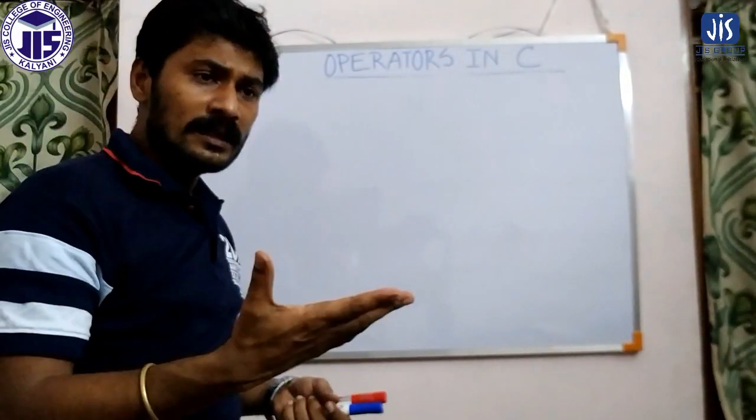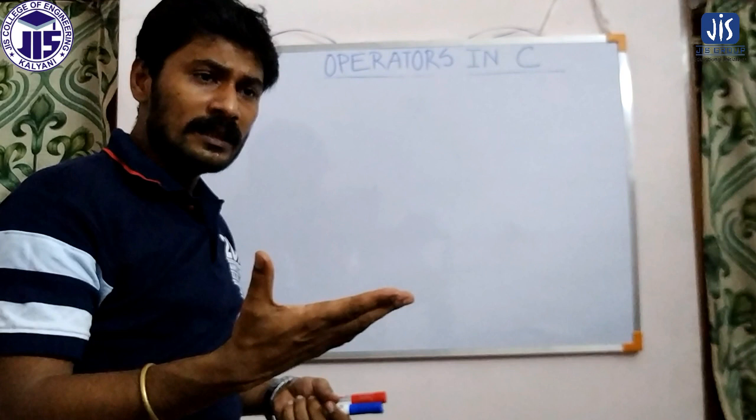Okay. Fifth one is the relational operator. In the relational operator, from the name it is very clear that by using this operator we can establish a relation between different variables. For example, we have two variables, A and another variable B. Now what is the probable relationship between these two variables?